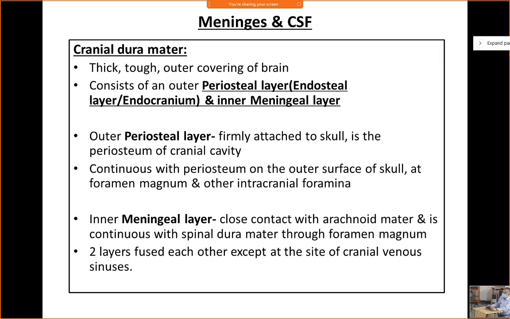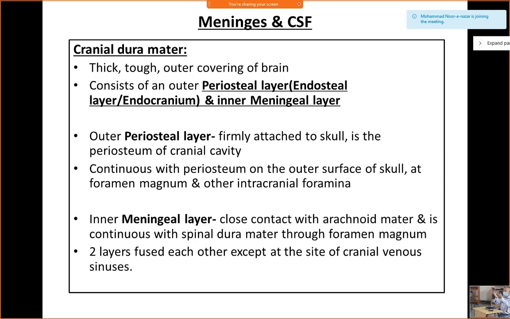Then the inner meningeal layer, which is inner to the periosteal layer, is in close contact with the arachnoid mater, because beneath it we have the arachnoid layer. It is continuous with the spinal dura. I have said that the spinal cord is covered by a single layer of dura mater, but in the brain, inside the cranial cavity, it is covered by two layers of dura mater.